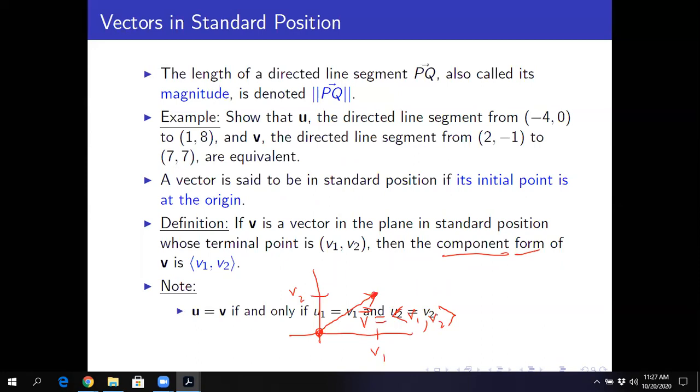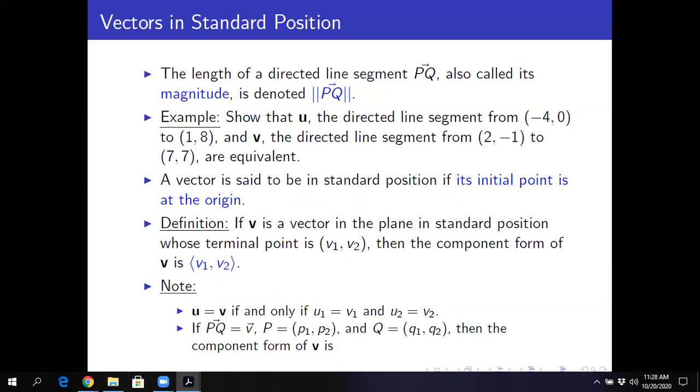So let me just say that two vectors are the same if and only if their x displacements and their y displacements are the same. So here I'm thinking of u as being <u1, u2>, and I'm thinking of v as being <v1, v2>. They're going to be the same as vectors if and only if their x displacements and their y displacements are exactly the same. Okay? Any questions on this so far? Any questions? Well, let's move on then.